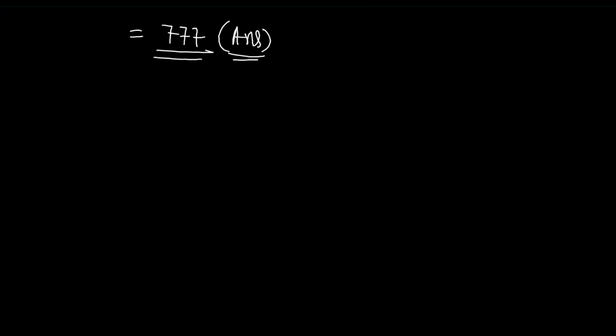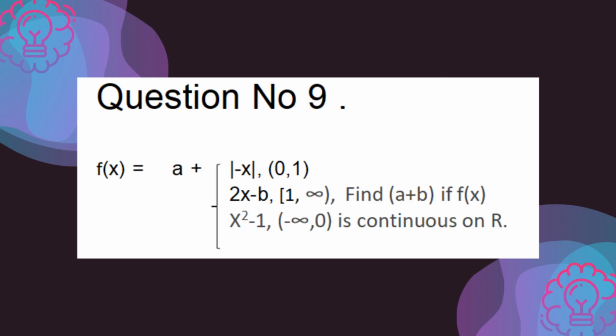Now we come to our last question. In the last question, it is given a function. This is a very simple question. There is no need to do anything extra. So in this question, f(x) is given as a plus box of -x when x is varying from 0 to 1, next 2x minus b when x is from 1 to infinity, and x square minus 1 when x is from -infinity to 0. Okay, it is given on R.